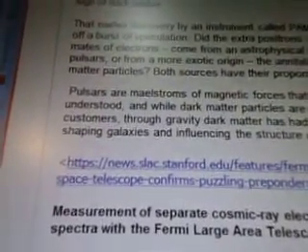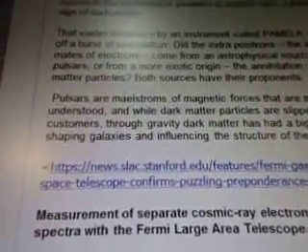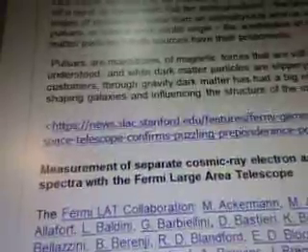That earlier discovery by an instrument called Pamela has set off a burst of speculation. Did the extra positrons, the antimatter mates of electrons, come from an astrophysical source such as a pulsar, or from a more exotic origin, the annihilation of dark matter particles? Both sources have their proponents. Pulsars are maelstroms of magnetic forces that are still not easily understood, and while dark matter particles are slippery customers, through gravity dark matter has had a big effect, shaping galaxies and influencing the structure of the universe. And that's news.slac.stanford.edu.